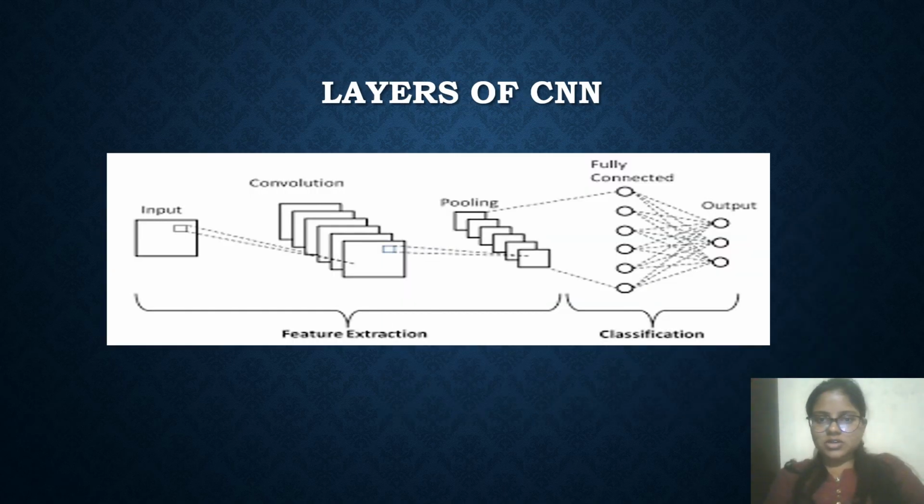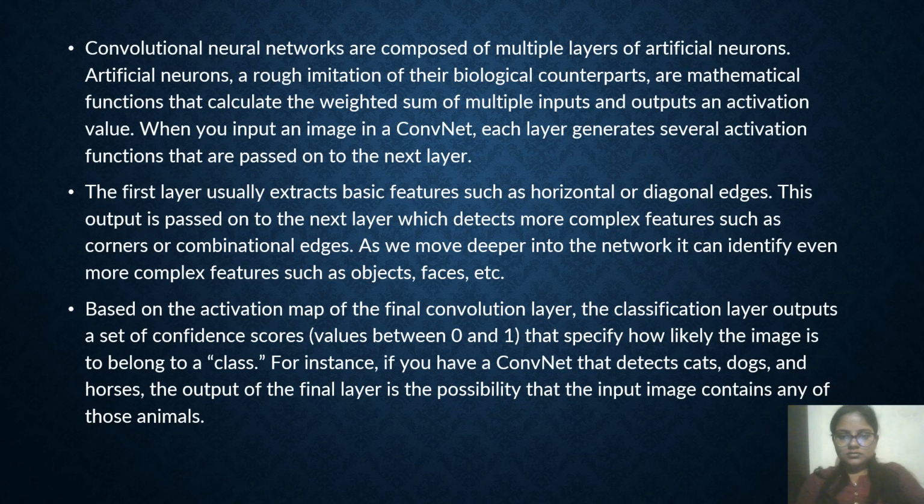Now we are discussing the layers of CNN. The first layer is the input image which we give. The next layers consist of the convolutional layer, then pooling, then the fully connected layer, and the output layer. In the input, convolution, and pooling layers, feature extraction is done, and the fully connected layer and the output layer will classify the image. We'll discuss these topics later.